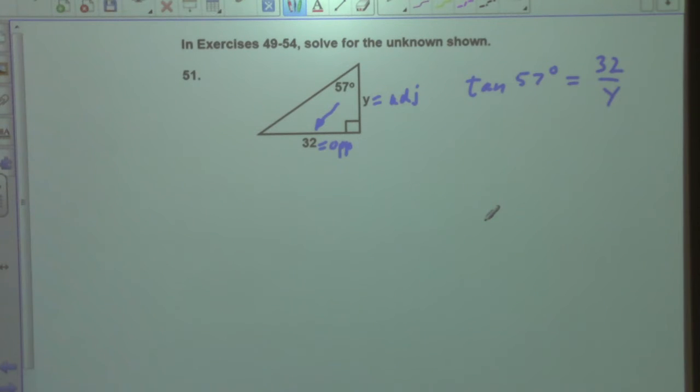Y equals 32 over... So what you're saying, y equals 32 over tangent, tangent 57 degrees?